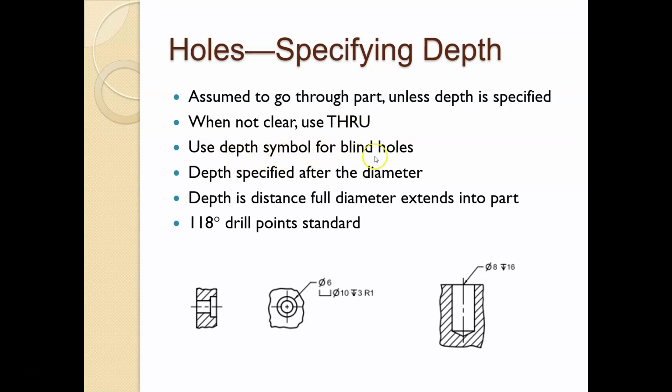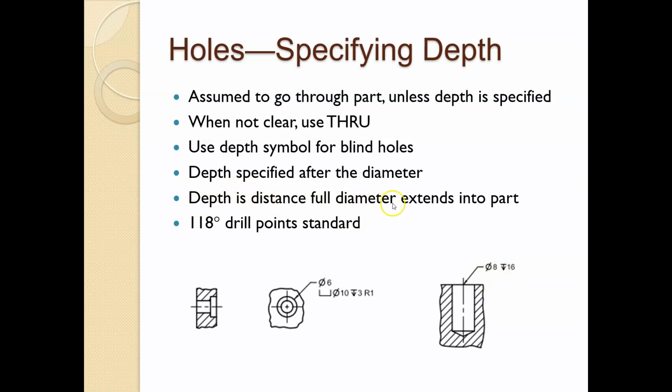Use the depth symbol for blind holes. A blind hole is a hole that does not go through the whole part. So in this case, we're using a depth symbol because this is a blind hole. Depth is specified always after the diameter. So here after the diameter, here after the diameter.